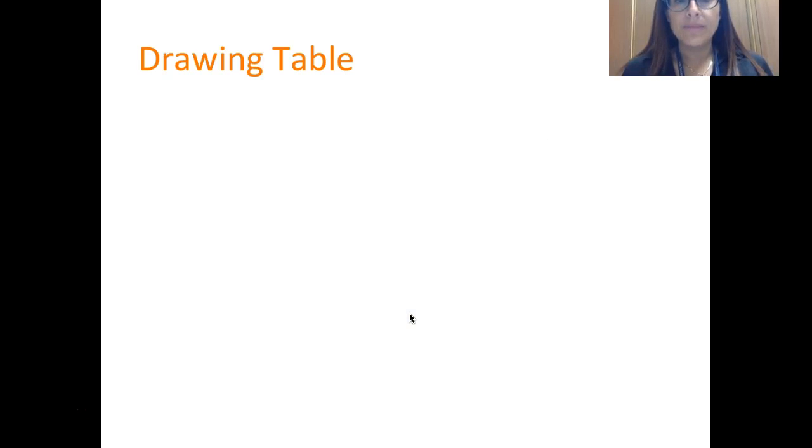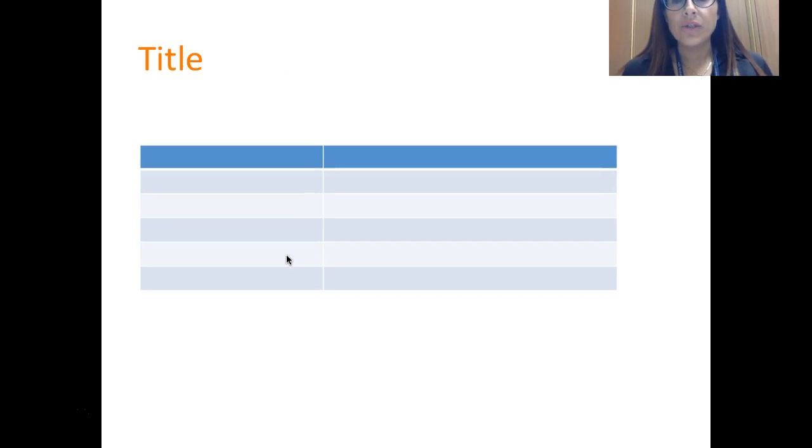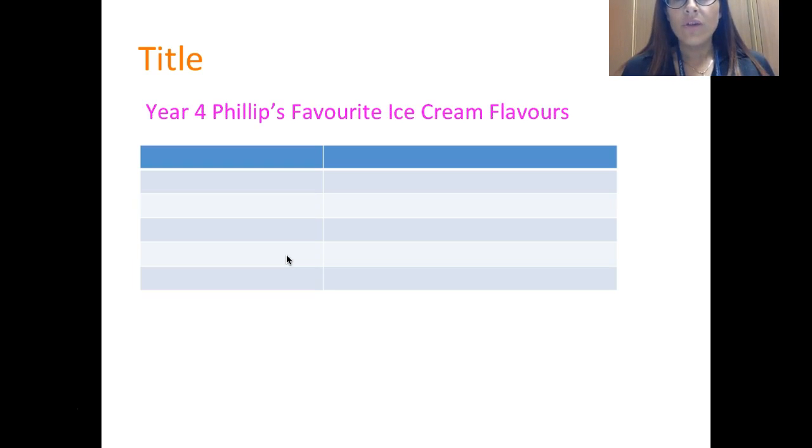Let's get started. First thing you need to do is draw a table. You need to make sure you have enough rows and columns for each flavour. The next thing you need to do is create a title. Since we're looking at Year 4 Philip's favourite ice cream flavours, that is the title that we'll give our graph. Year 4 Philip's favourite ice cream flavours.